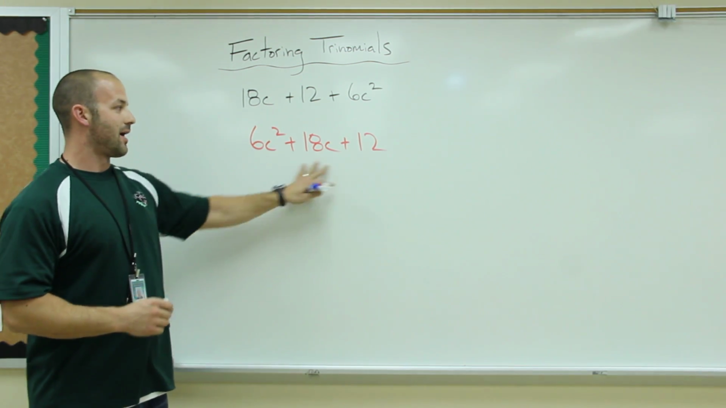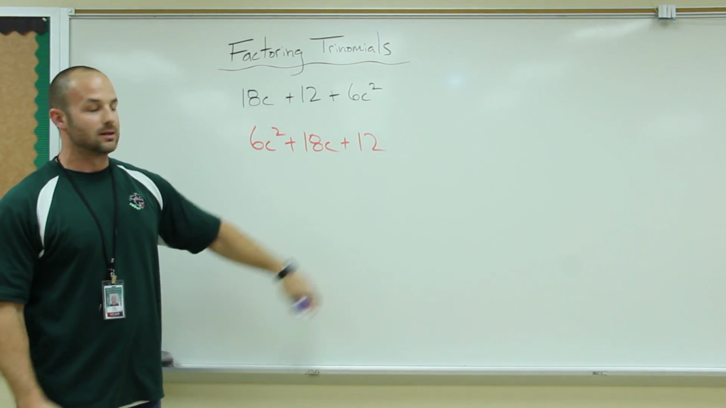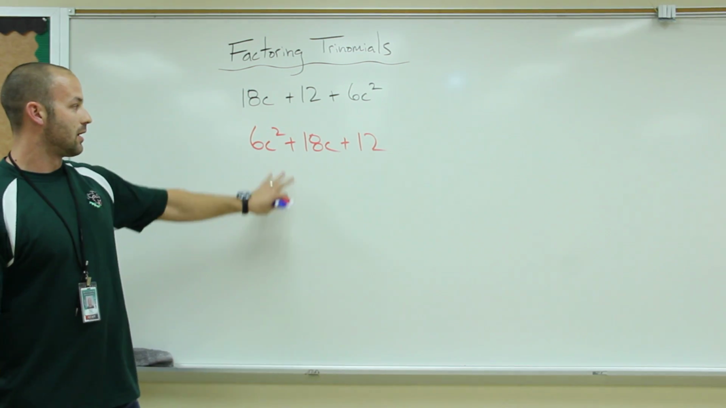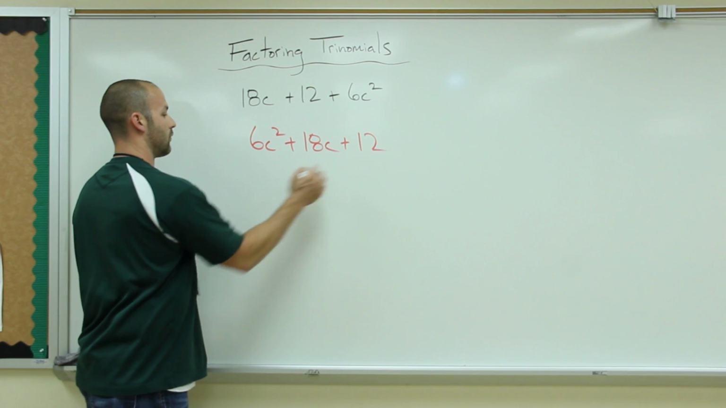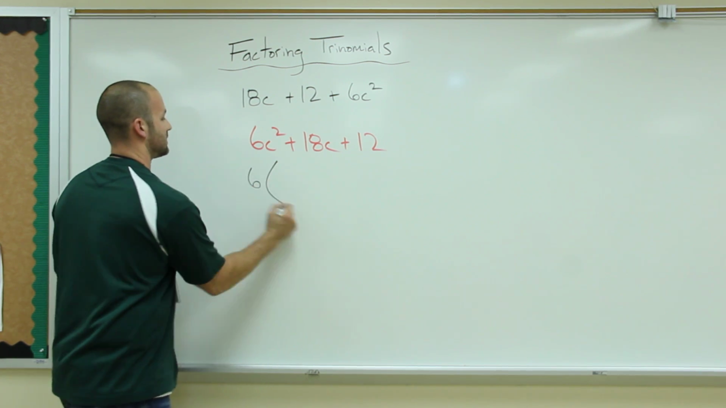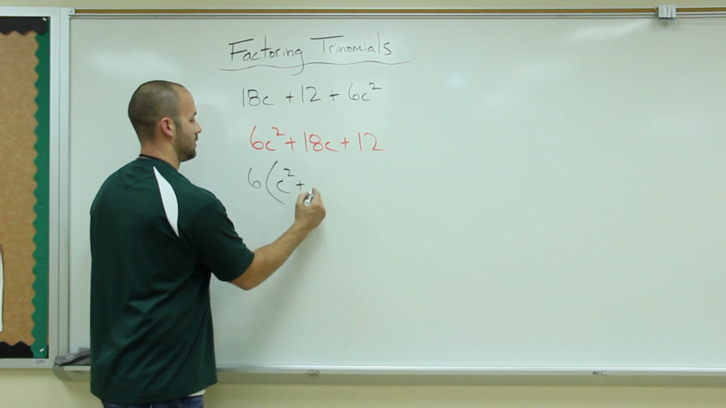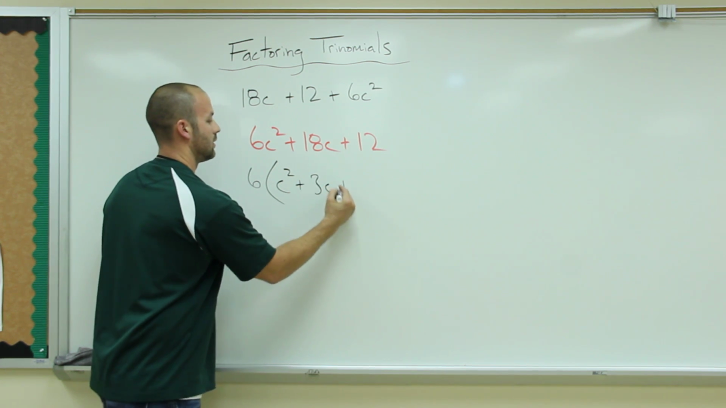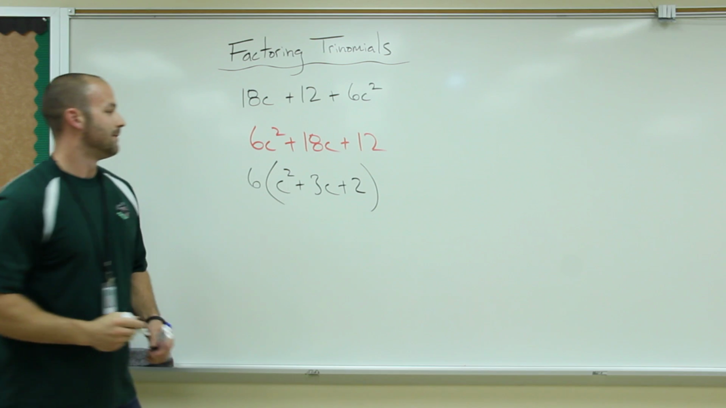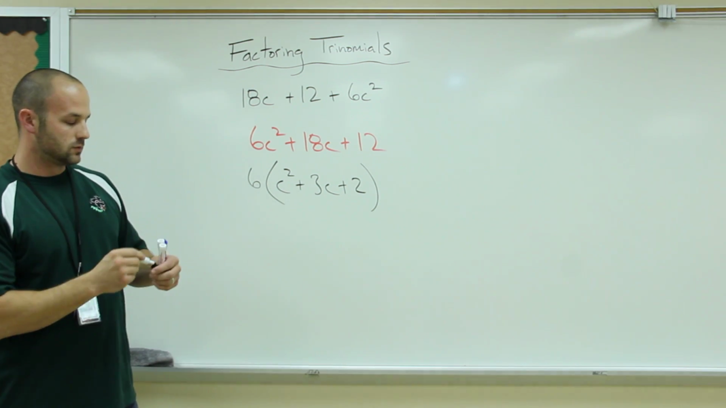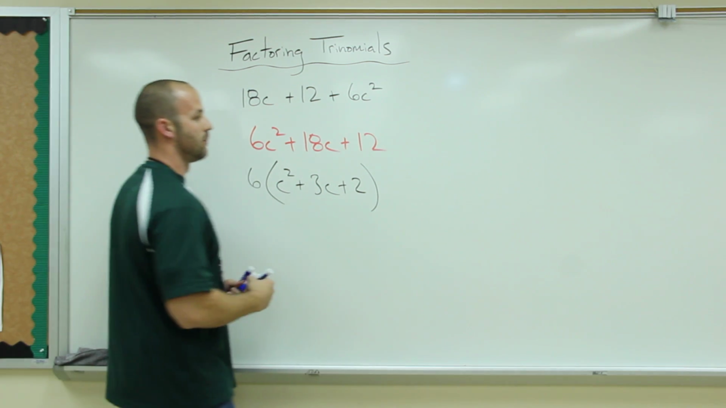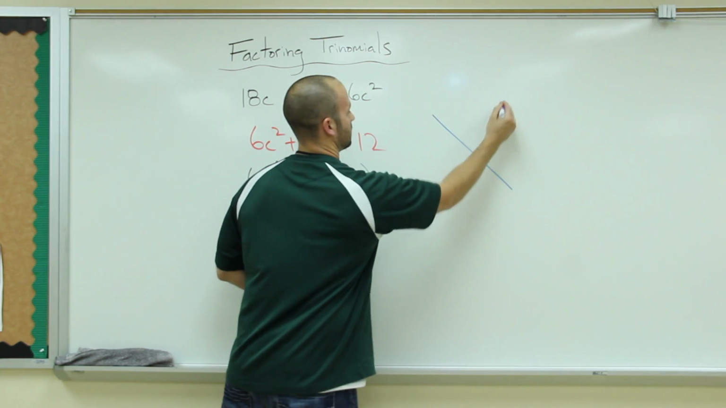If we don't identify it at the beginning, you can get it late, but it's really tough to identify a common factor at the very end. So I want to look for it first, and I factor out a 6. Pulling out the 6 leaves me with c to the second plus 3c plus 2. So what we have is a trinomial, and I'm going to set up and solve my big X puzzle.